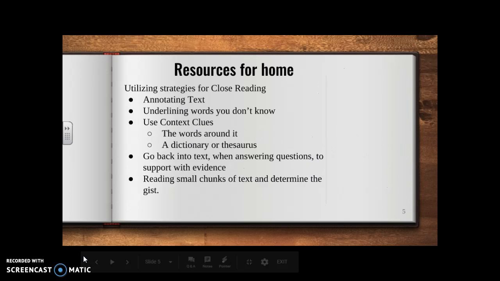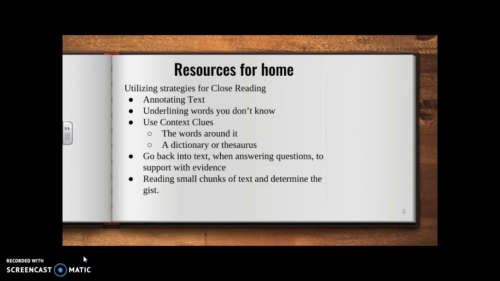So here are some resources that you can use at home. We use lots of strategies for close reading. Close reading means that students are going to read the text more than one time to think deeply about it, instead of just reading a variety of text. One way that you can help or support close reading at home is through research reading and choice reading.